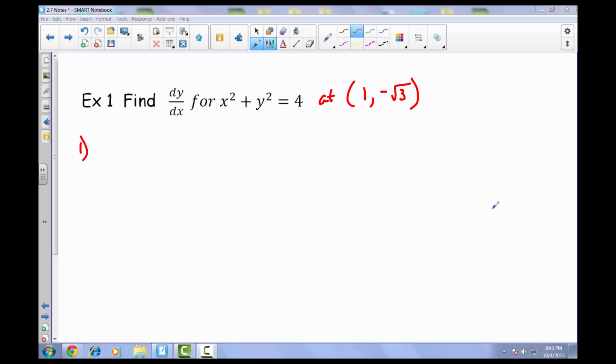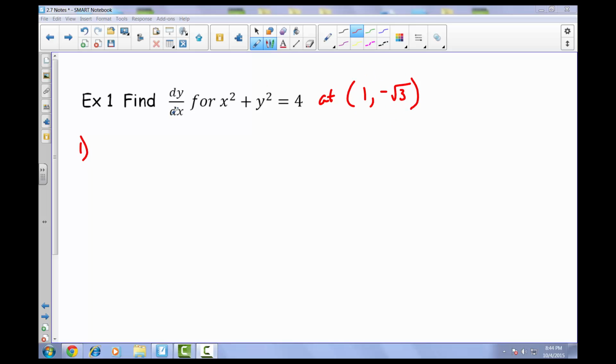Here we are at example 1 from our 2.7 set of notes. We're asked to find the derivative of y with respect to x for this particular function at this specific target point. Now, with this specific function in mind, we actually would end up with two y values, and that's why we actually have to use implicit differentiation at this particular point.